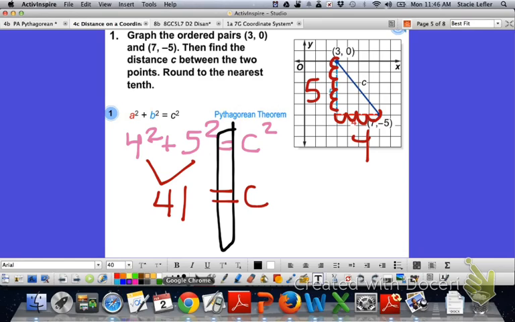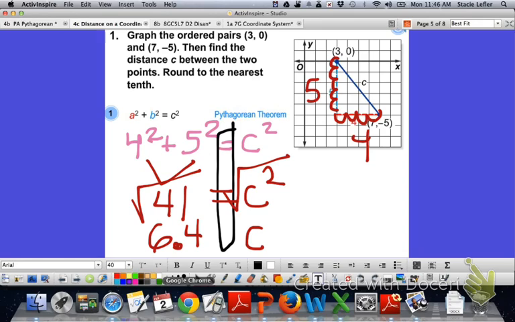Now that equals C squared, but we need to get C all by itself. So the opposite or inverse of squaring a number is square rooting a number. So we square root both sides of the equal sign to get C by itself, and the square root of 41 rounded to the nearest tenth is 6 4/10.